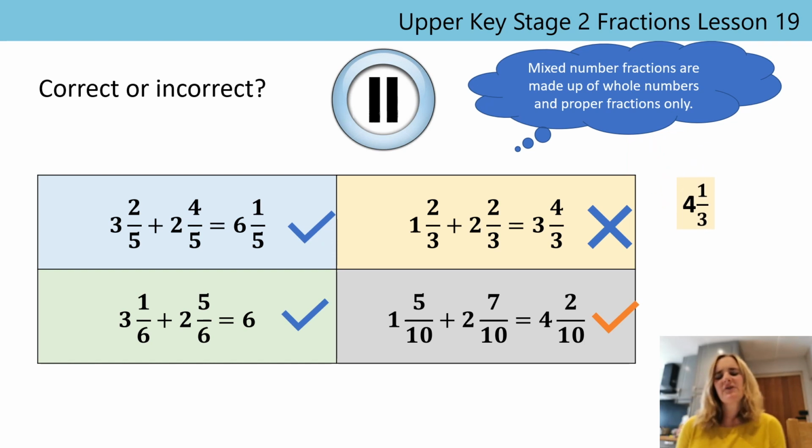Why do you think I've got an orange tick next to 4 and 2/10ths? Did you spot it? That's right, 2/10ths can be simplified, so it is correct. 4 and 2/10ths is not an incorrect answer, but I'd really like it to be expressed in its simplest terms. So in that case, 4 and 2/10ths, we can see the highest common factor of 2 and 10 is 2. That's right. So our final answer is really 4 and 1/5.